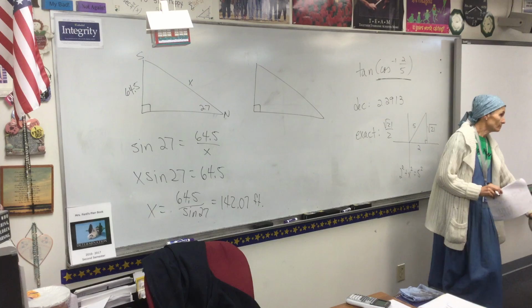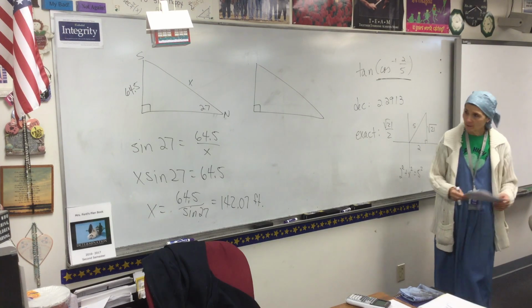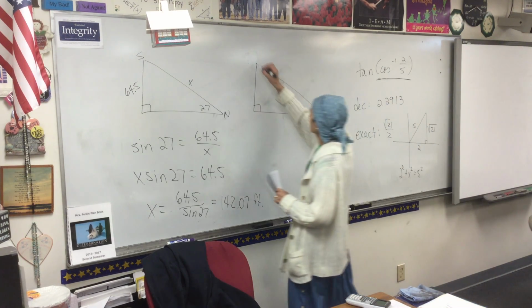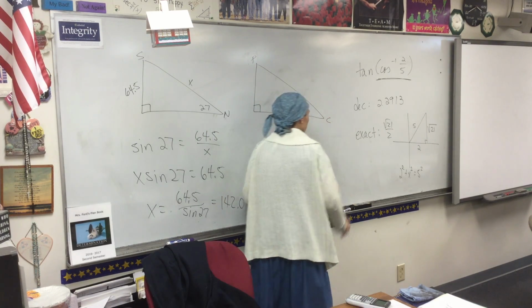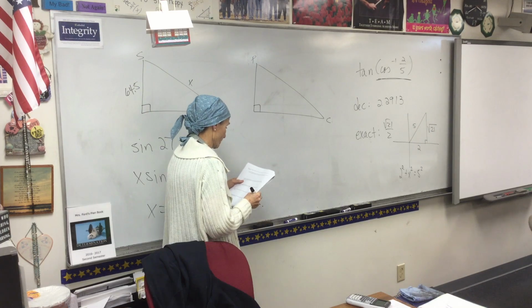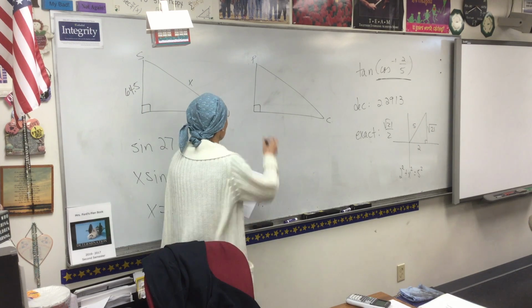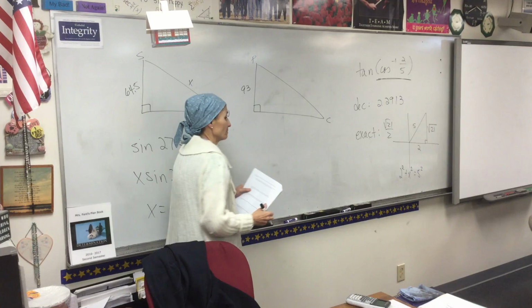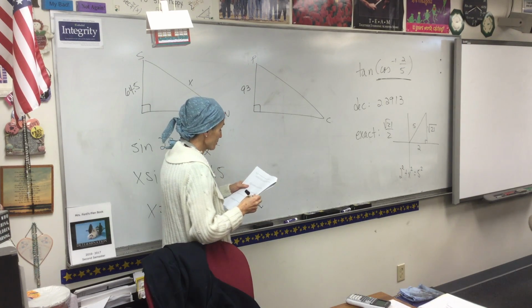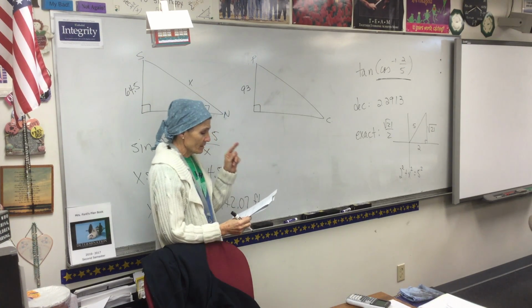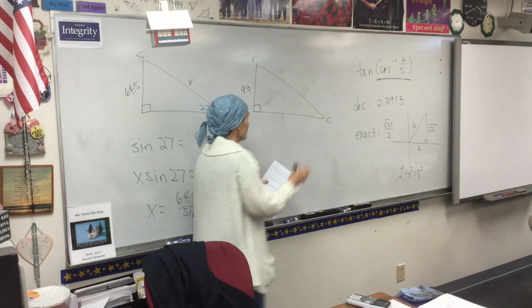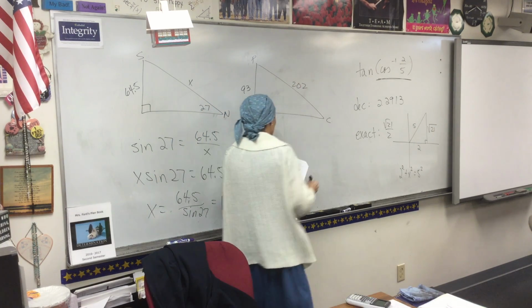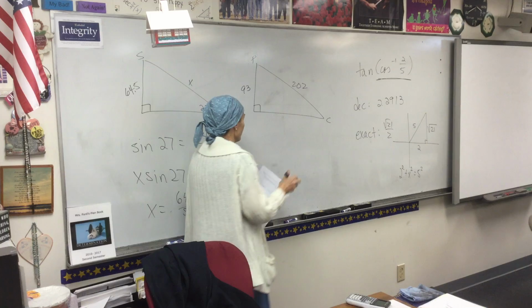Everybody okay? Now we have a pelican on top of a lighthouse. And he spots a crab in the water below. The pelican is 93 feet above sea level. And the pelican is 202 feet from the crab. Hypotenuse. Find the angle of depression.